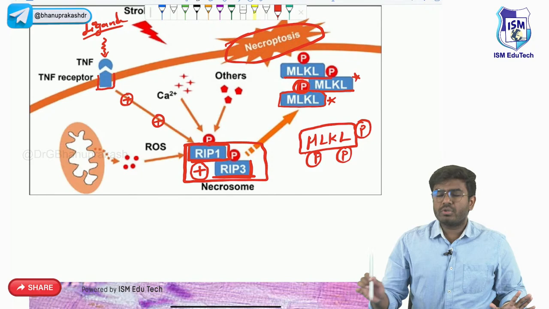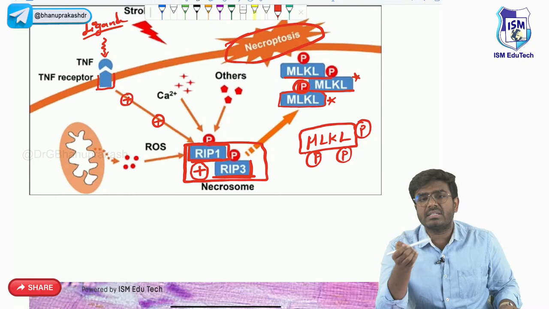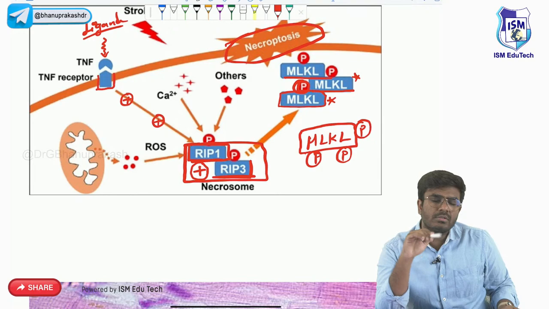Direct question: MLKL is involved in which type of cell death? Necroptosis. RIP kinases are involved in which type of cell death? Necroptosis. TNF receptors and TNF ligand are involved in which type of cell death? Apoptosis. Simple. Is any caspase involved here? There is no need of any caspases.